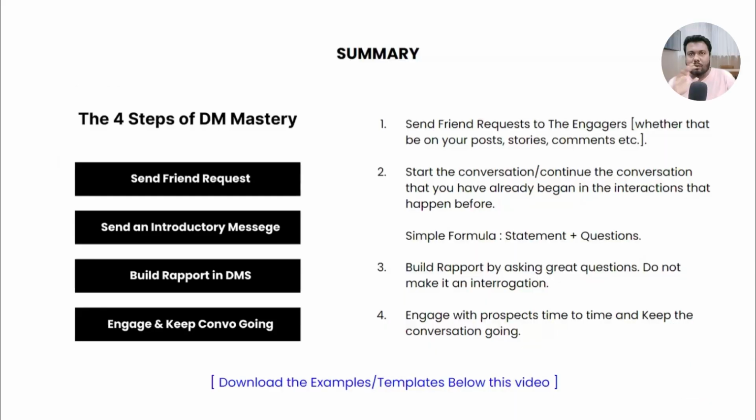Right? So all of these 4 steps we have covered in this lesson, the 4-step DM mastery. I'm just giving you the summary. First, send a friend request to the engagers, whether on your post, stories, comments, etc. Do not message them directly before sending them the friend request. Second is send an introductory message. Start the conversation, continue the conversations that you have already begun in the interactions that happened before. Simple formula: statements plus questions. Don't overthink it. For this, I have attached a list of introductory messages in a Google Sheet at the end of this module. So grab that and get going.